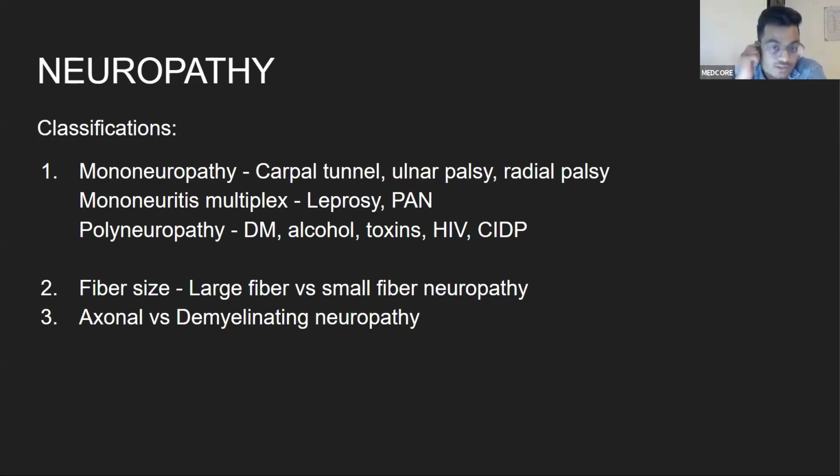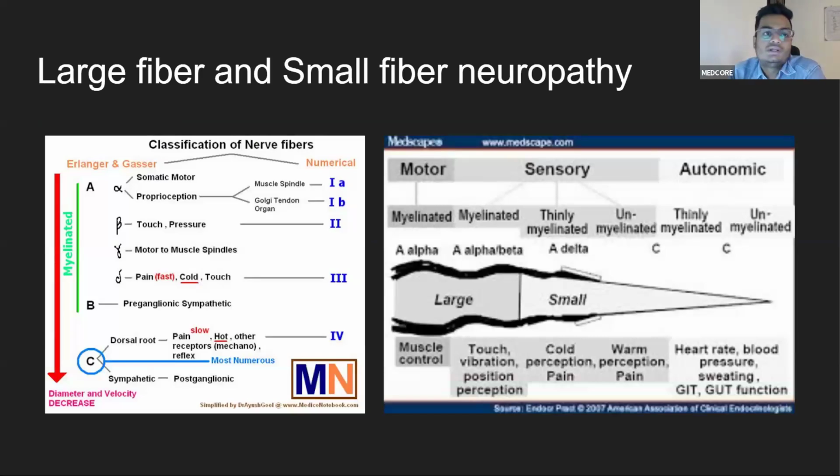Now we can classify the peripheral nerve disorders in various ways. You can classify it as a mononeuropathy versus polyneuropathy. You can classify based on the size of the fiber, like large fiber neuropathy versus small fiber neuropathy. Or you can classify it as an axonal versus demyelinating neuropathy. Why is this important? You can go on and learn all the classification, the Erlanger and Gasser, but if I want you to remember one particular point, then just let me find the pointer again.